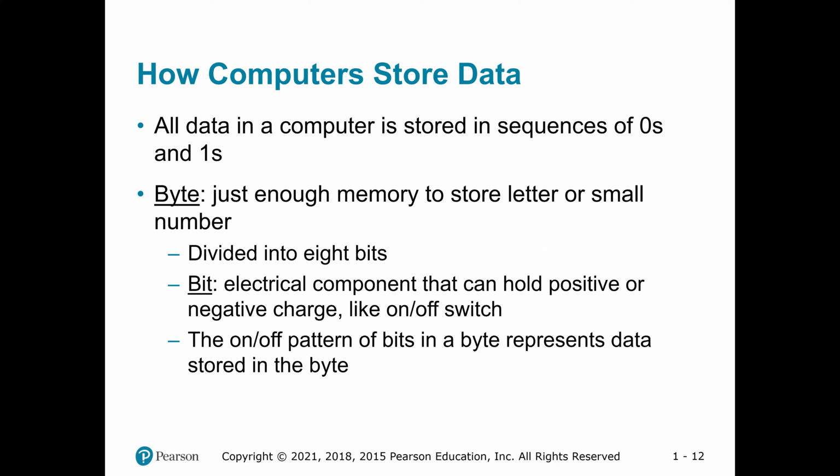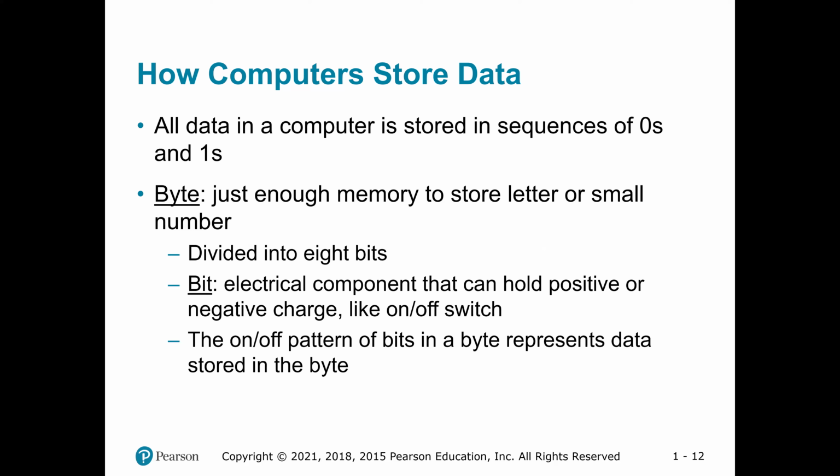With the 0 and 1, we'll go into detail. The 0 and 1 is called the binary number system. If you combine multiple bits together, and if you combine 8 of them together, that's called a byte. It is just enough memory to store a letter or a small number.